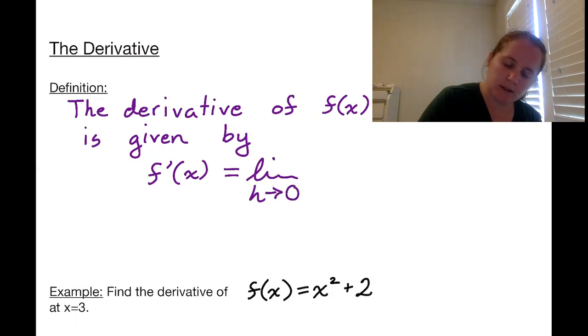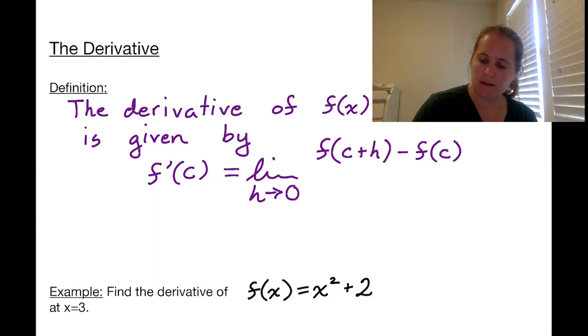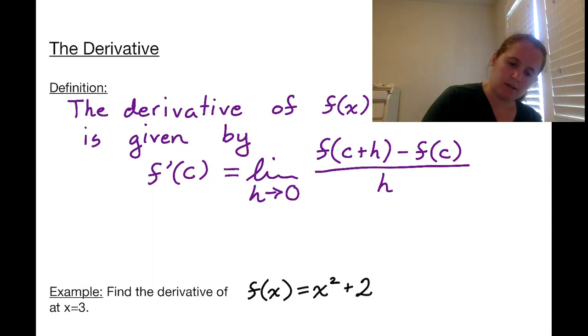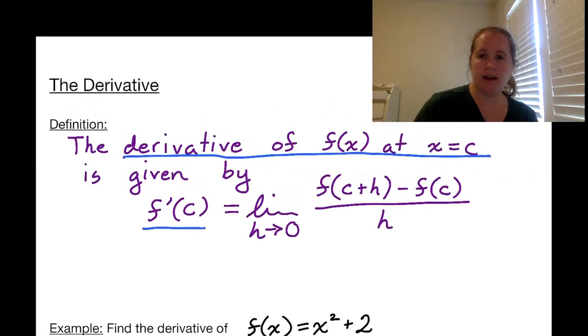Sorry, that should be f prime of c. I apologize for that. Well, f prime of c is equal to the limit as h goes to 0 of f of c plus h minus f of c, all over h. So again, this notation on the side, this is the derivative of f of x at x equals c.